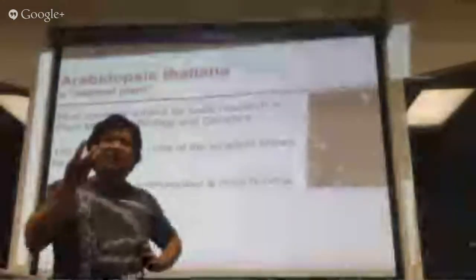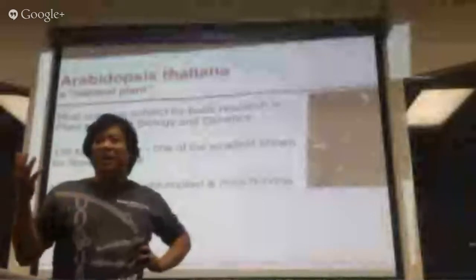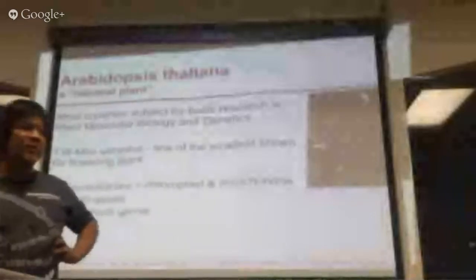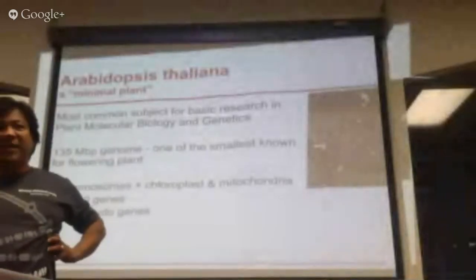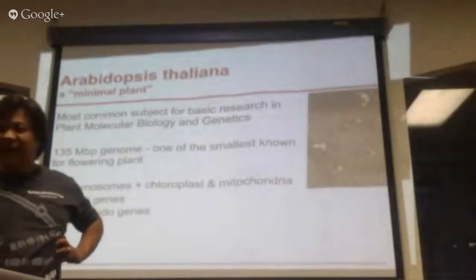So 135 million nucleotides. DNA is made of A, T, C's, and G's. It's only got 135 million of those letters. Human beings have 5 billion of those. So that's really small. Most plants have as much or more DNA than we do, I think. Right?